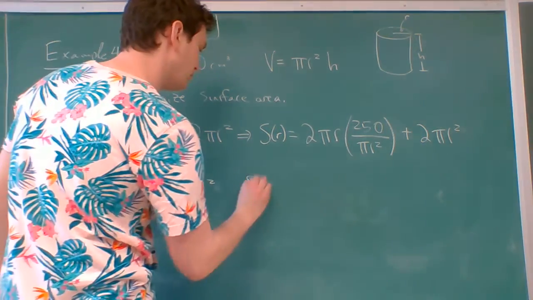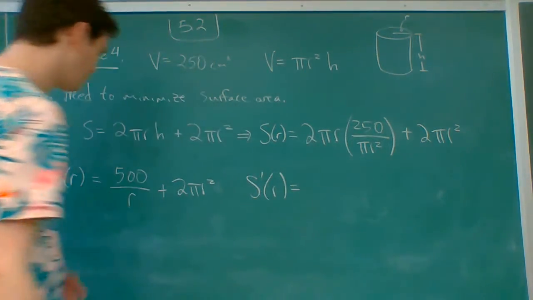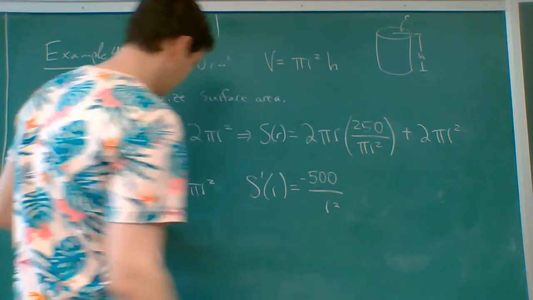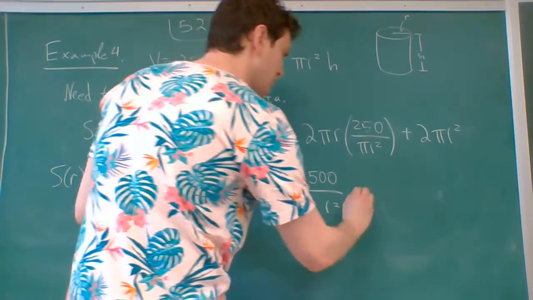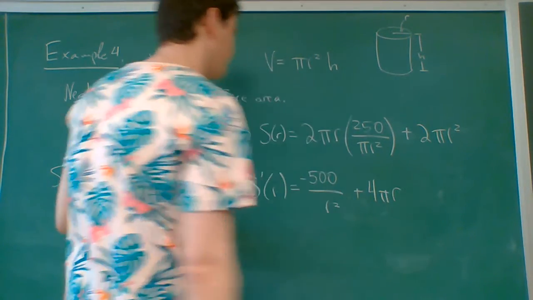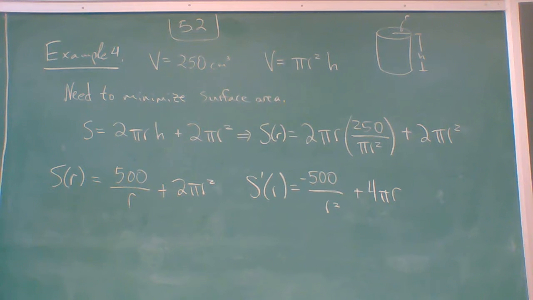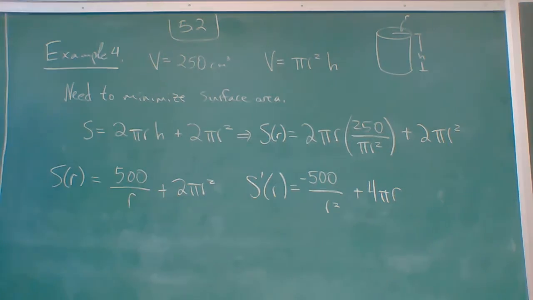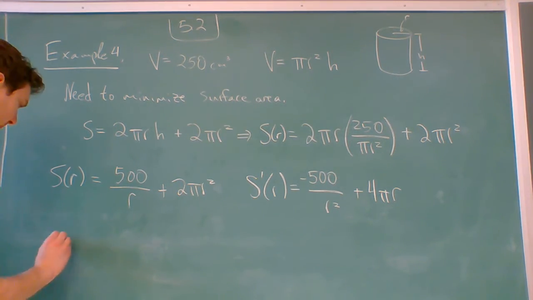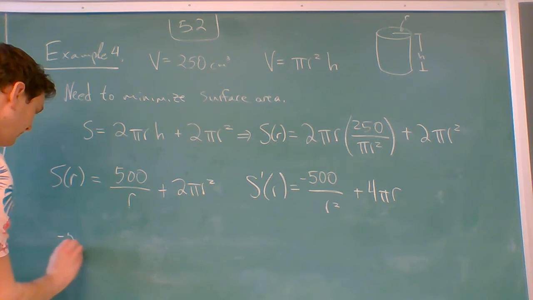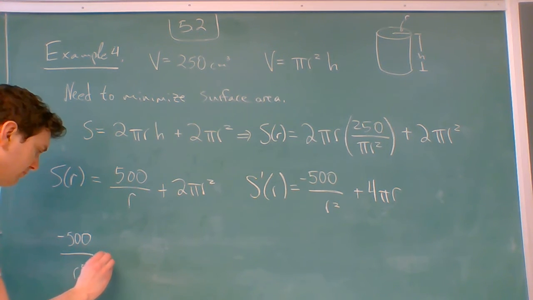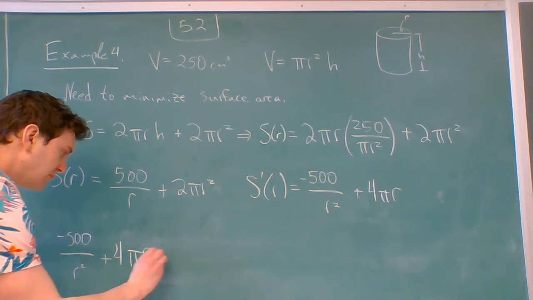Now I want to take its derivative, S prime of r. That's going to be negative 500 over r squared. That's the first term. Plus 4 pi r. So r is the variable here. So I took the derivative. Now I want to set this equal to 0. Negative 500 over r squared plus 4 pi r equals 0.